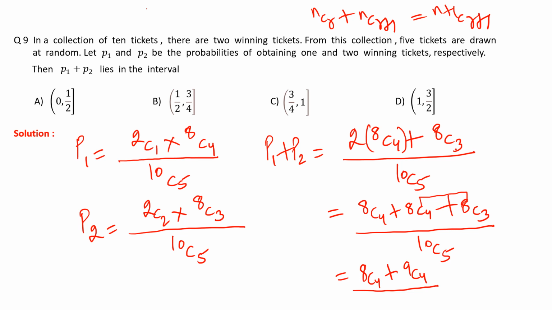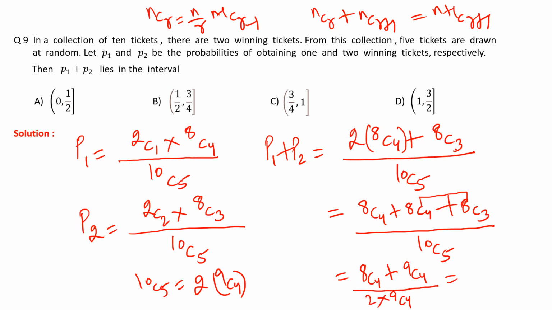Now we know that another property is nCr equal to n upon r into (n minus 1)C(r minus 1). So that means this 10C5 I can write as what? It is 10 upon 5, which is 2 into 9C4, right? So that means in the denominator it is just 9C4 into 2.